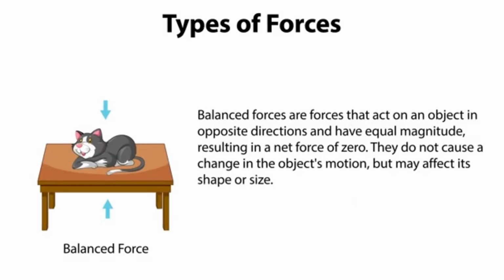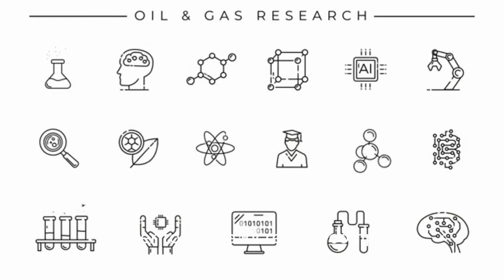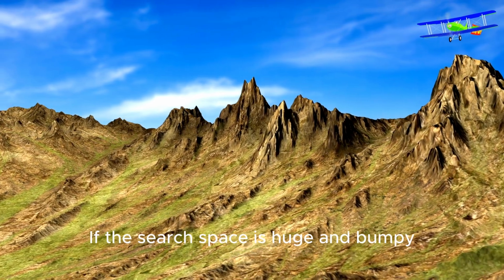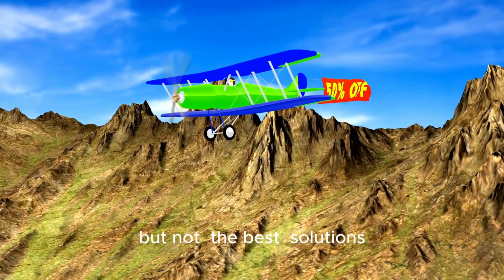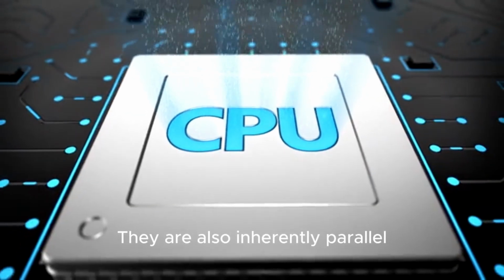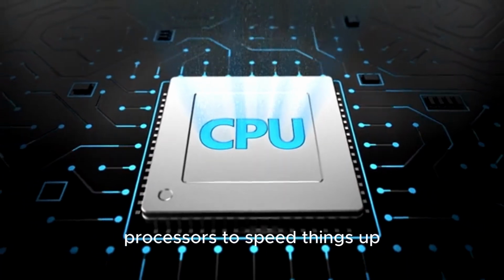So, what are the pros and cons of this amazing technique? The biggest advantage is its power to tackle incredibly complex, nonlinear problems where other methods fail. If the search space is huge and bumpy, with lots of pretty good but not the best solutions, GAs excel at navigating it. They are also inherently parallel, meaning you can run them on multiple processors to speed things up.